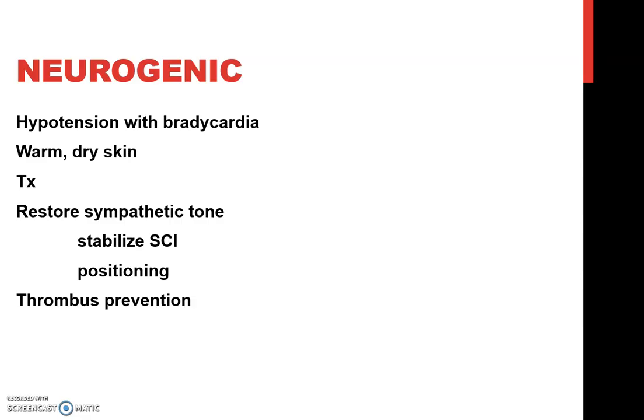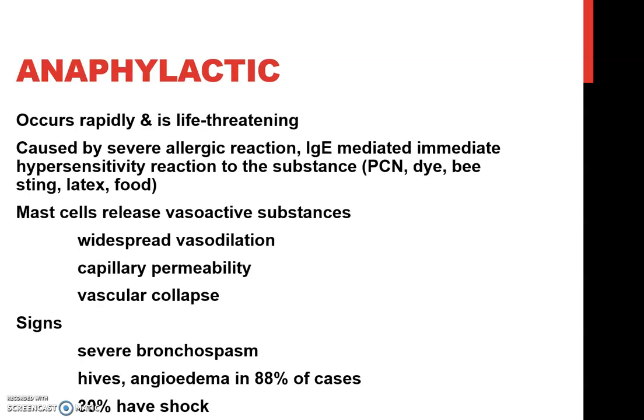And basically what we're going to do for treatment is we try to restore that sympathetic tone. We try to stabilize the spinal cord, make sure that when we're positioning, we're keeping everything in line, and we're giving thrombus prevention for DVT. We are also supporting the blood pressure with vasopressors, and we are going to talk a little bit more in depth about neurogenic shock in 251 when we talk about spinal cord injury.